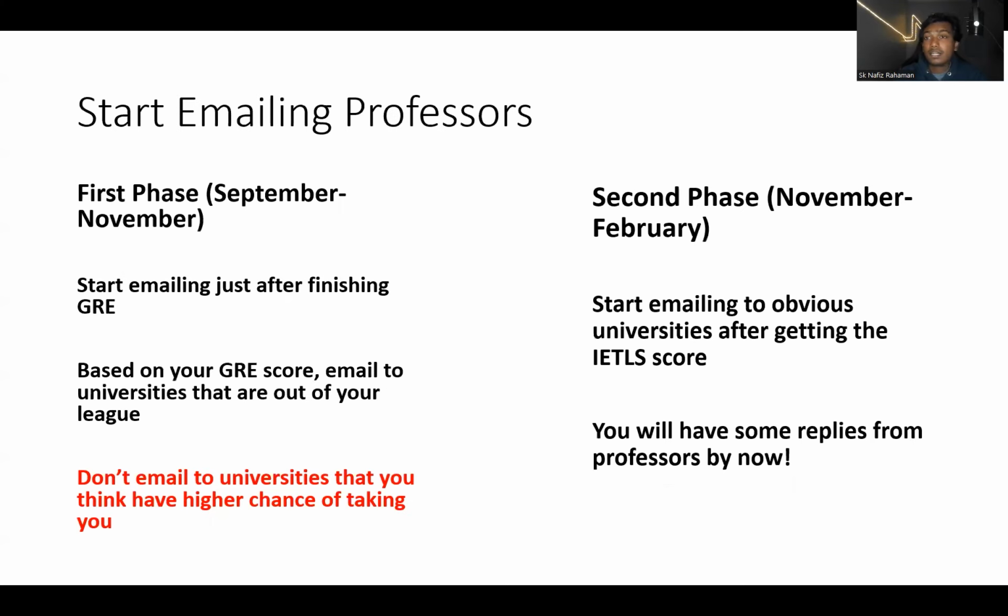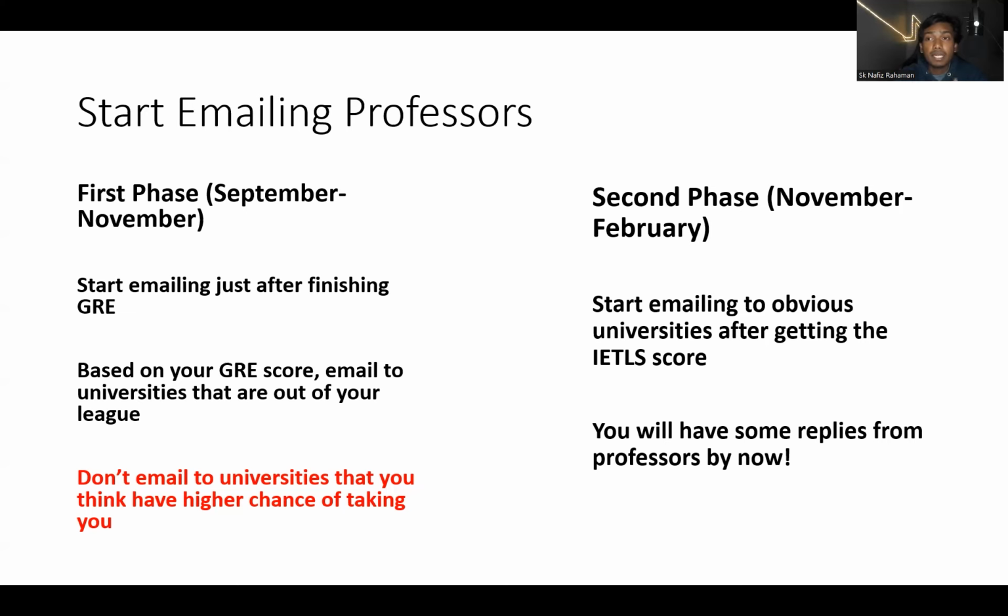And after that, start emailing professors. I have divided this section into two phases. The first phase is just starting the email after you get the GRE score. So from September to November, this is the first phase that I have thought about. I also did that when I applied for my graduate program in the United States. At this time, from September to November, you'll only have the GRE score, nothing else.